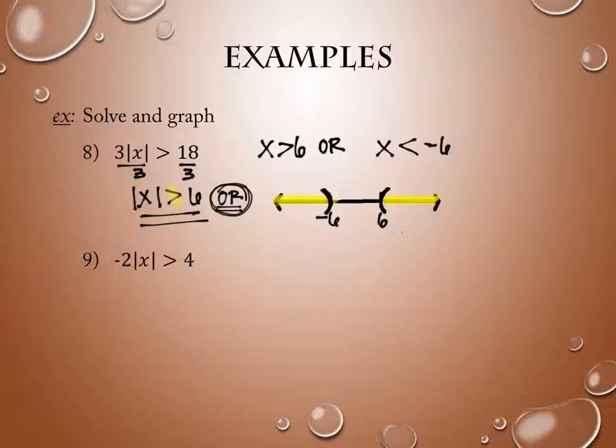We'll do number 9 and then we'll stop for today. We'll finish it up next time. Tell me, what would I do to isolate this absolute value? I divide by negative 2. So I have absolute value x on the right. 4 divided by negative 2 is negative 2 on the left and then on the right. What about my inequality? It flips.